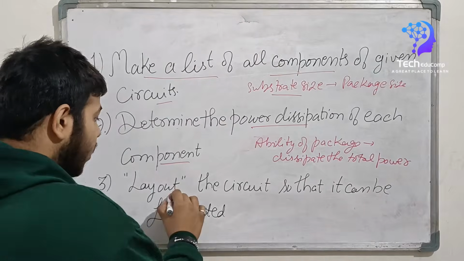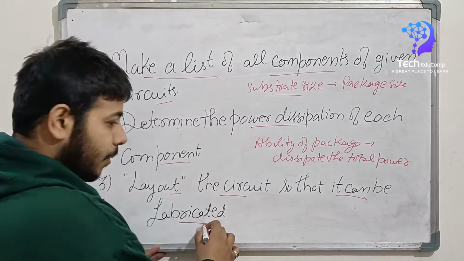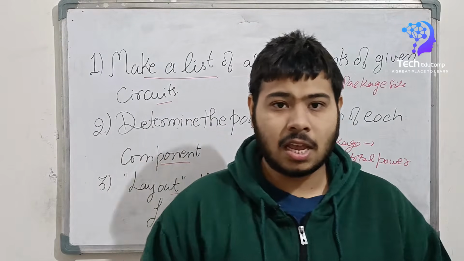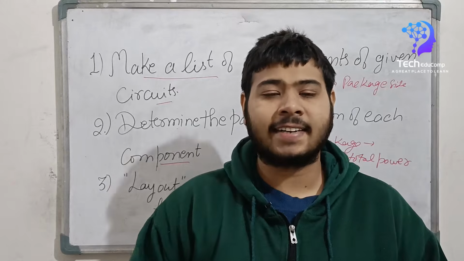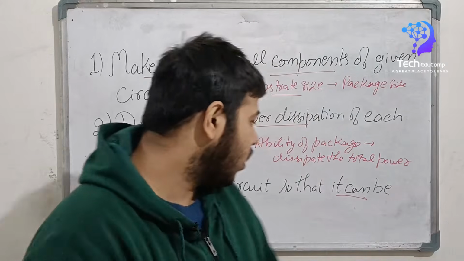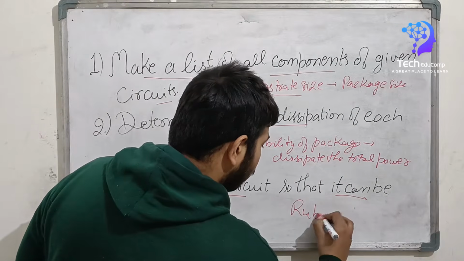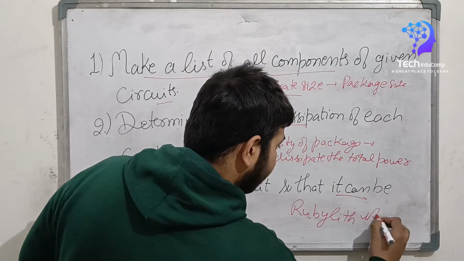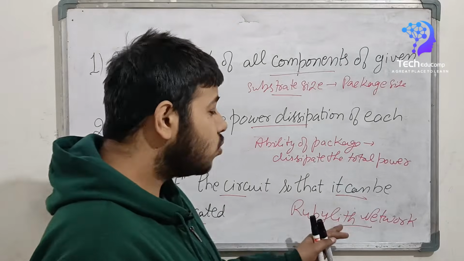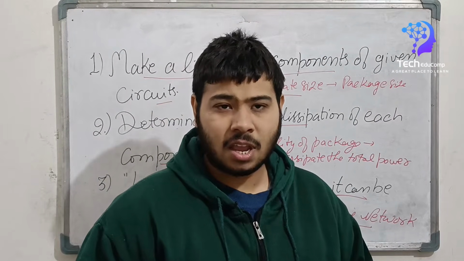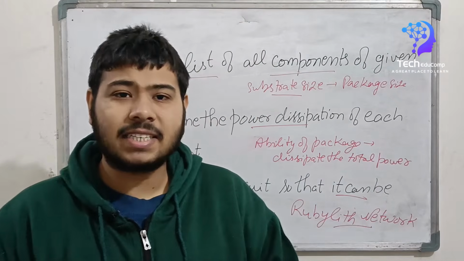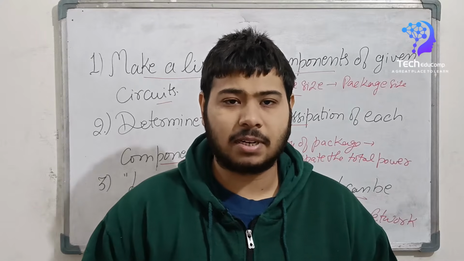And lastly, lay out the circuit so that it can be fabricated. This means drawing the layout to scale, at least 10 times the final size, so that it can be used in the preparation of the Rubylith network. Now, what is this Rubylith network? It is used in many areas of graphic design, in preparing masks for printing techniques. So these were the major steps for designing thick film hybrid circuits.